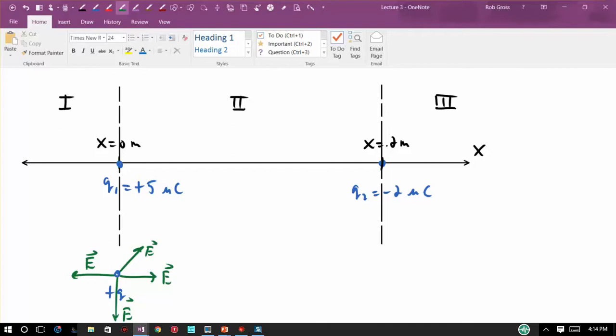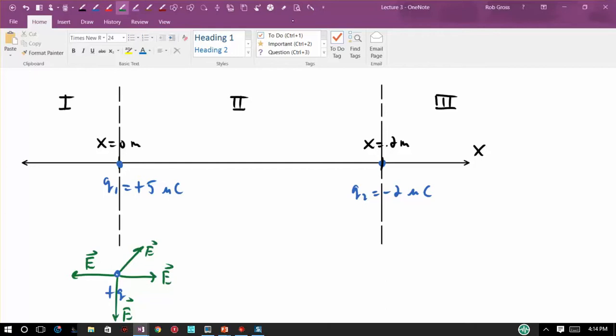I don't care about the magnitude of it. So technically, this isn't to scale. I'm just sketching the direction. What I mean by that is if you go further away from the charge, the field gets smaller, right? So the vector should be getting shorter. But I don't really care about the magnitude. All I care about is the direction right now.